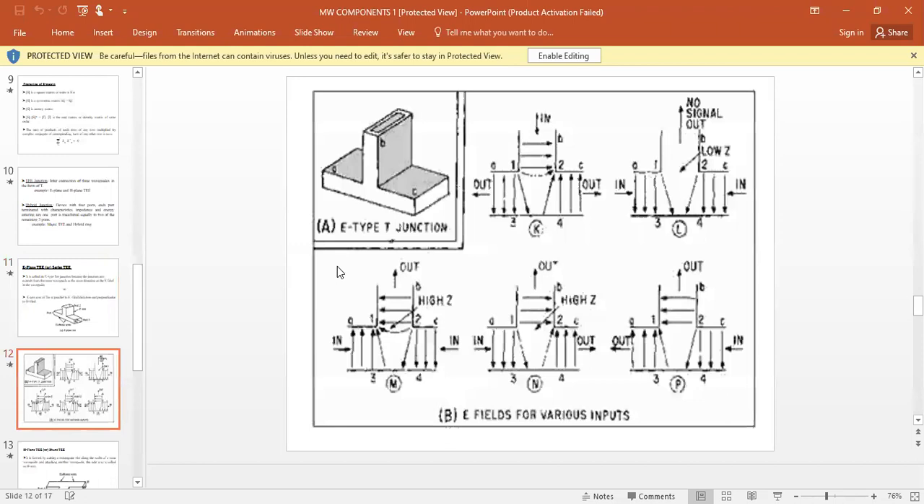Here you can see the fields for various inputs. Internally in the waveguide, taking the E plane T junction, how the electromagnetic waves and the electric field will be propagated, how the power enters and leaves the E plane, and how it will be represented, that is considered here. This is the basic E-T junction, and you can see how the power will be distributed.